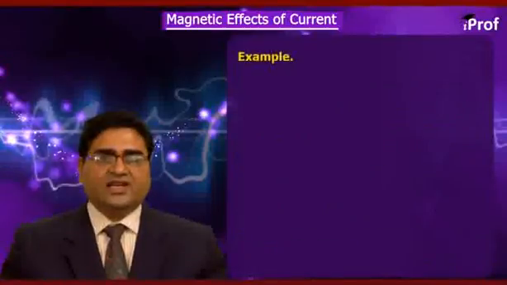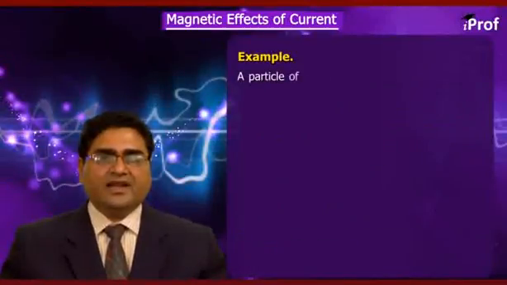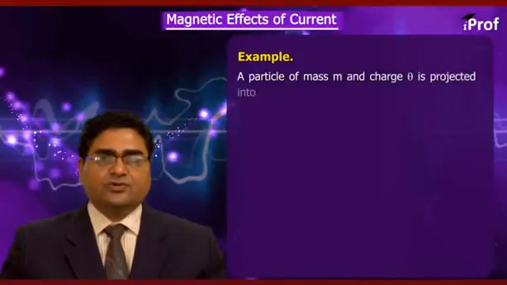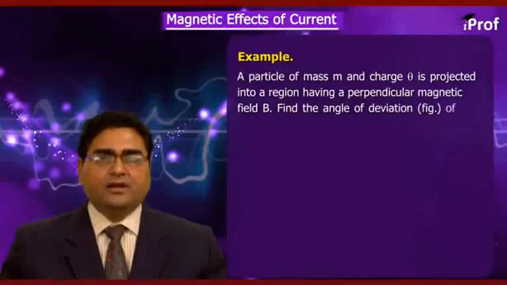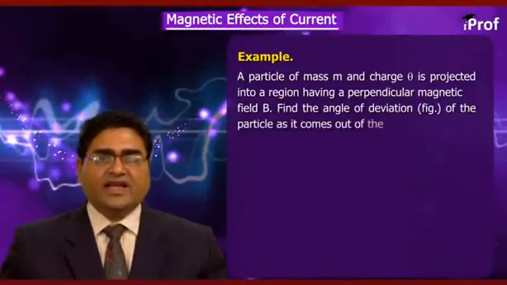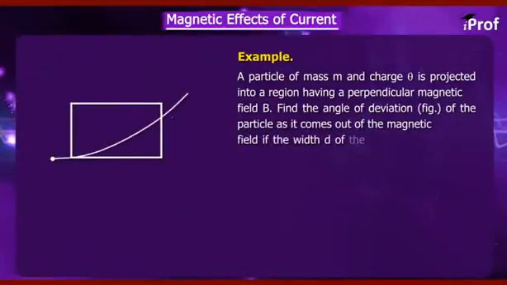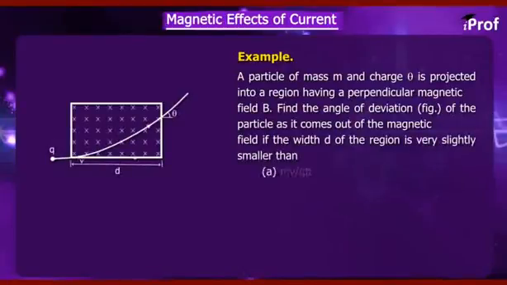Let's see another illustration. A particle of mass m and charge q is projected into a region having a perpendicular magnetic field B. Find the angle of deviation of the particle as it comes out of the magnetic field if the width d of the region is very slightly smaller than (a) mv upon qB, (b) mv upon 2qB, (c) 2mv upon qB.